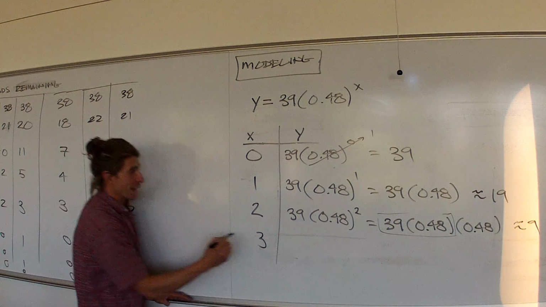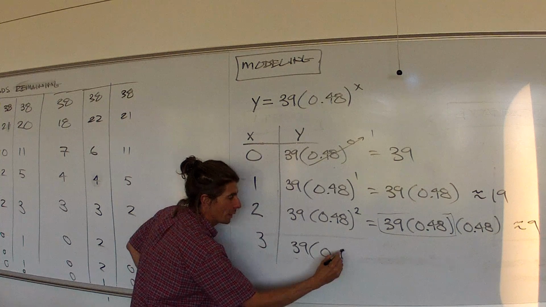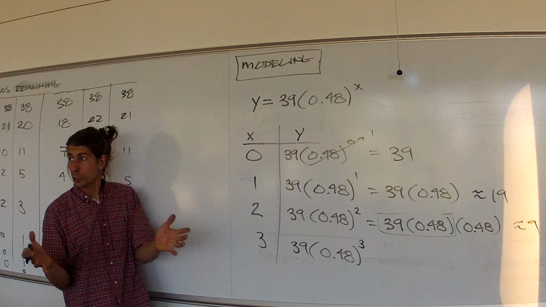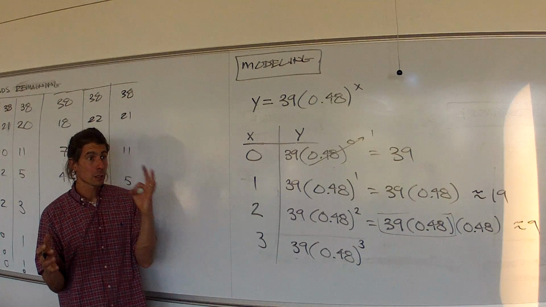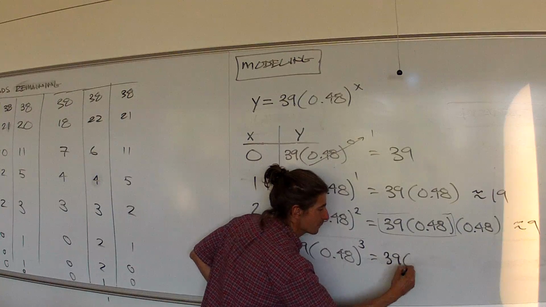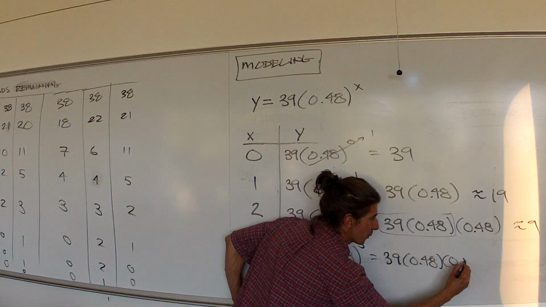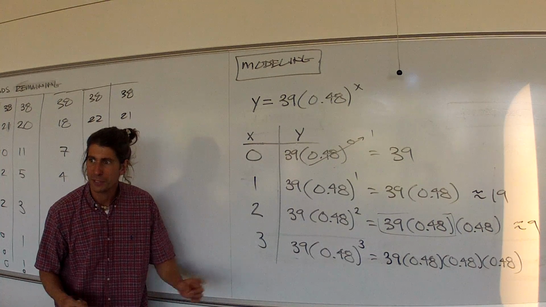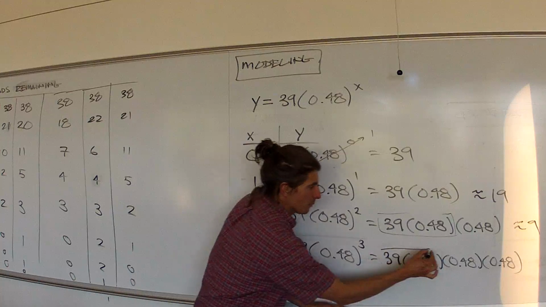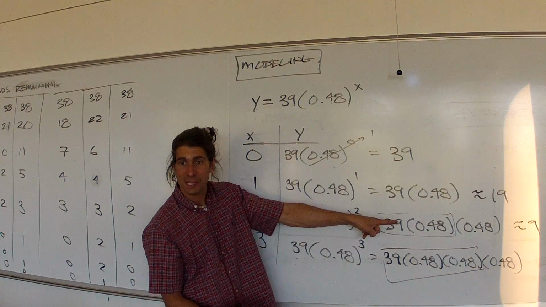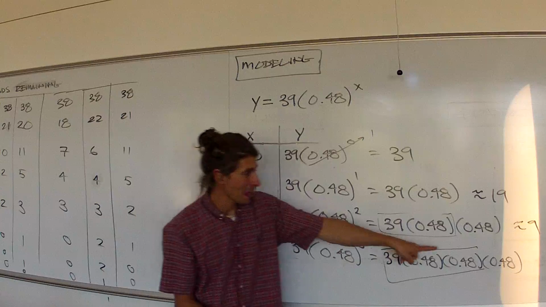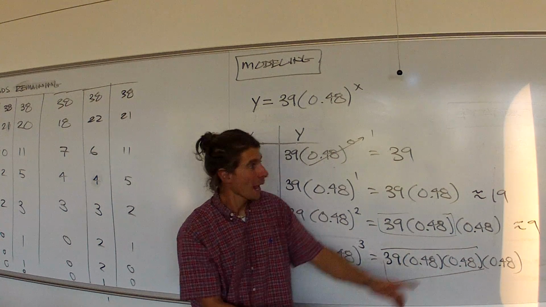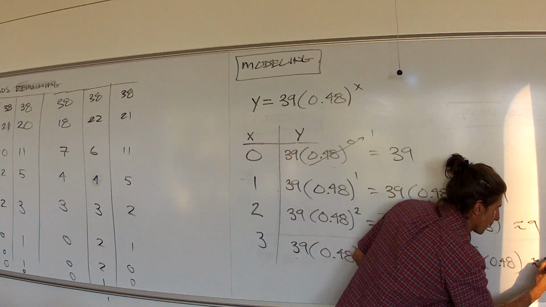At 3, it's 39 times 0.48 cubed, which by the definition of cubed means using the factor 3 times. So it's 39 times 0.48 times 0.48 times 0.48. Some of that should look familiar from the previous line: 39 times 0.48 times 0.48. That's what we did in the previous line. So you're taking the previous line and multiplying it by 0.48 again, a constant multiple of 0.48. And that comes out roughly half of that, about 4.5.